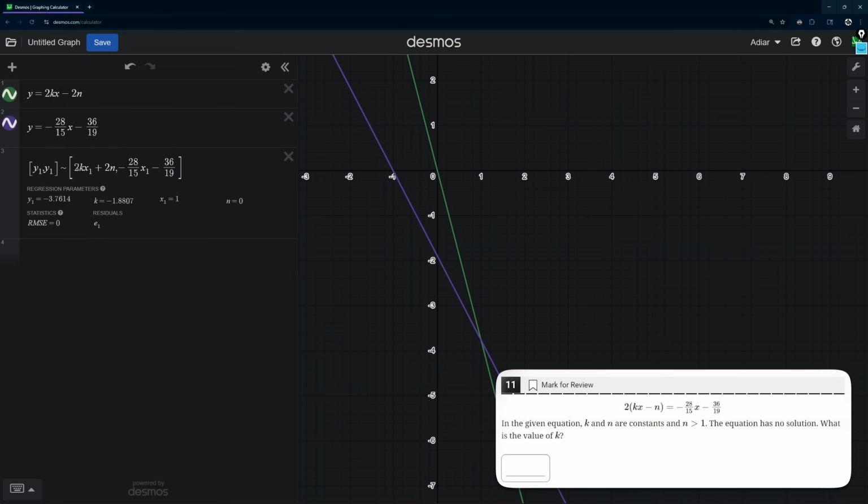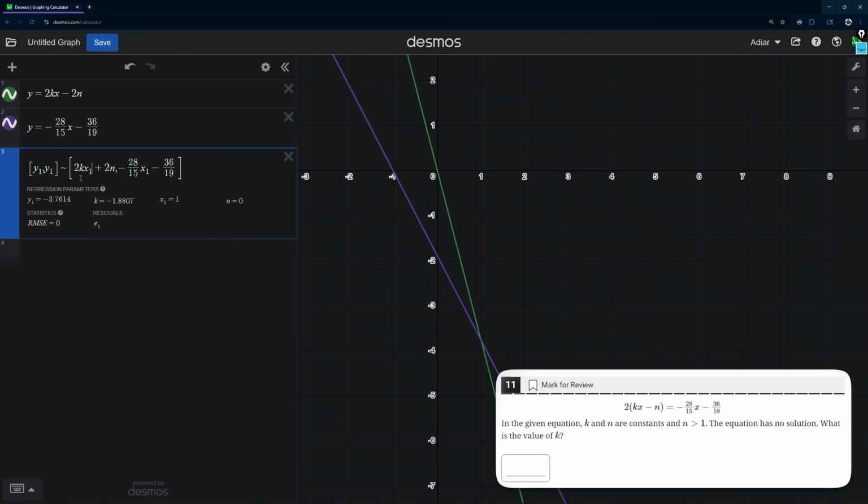So watch this. I want to introduce a couple of terms. A constant is a number that's not a variable. For example, this 2 is a constant. This negative 28 over 15 is a constant. 36 over 19 is a constant. Actually, k is also a constant. N is also a constant, because those represent numbers. So the only things in this question that are not constants are y1 and x1, or x and y.